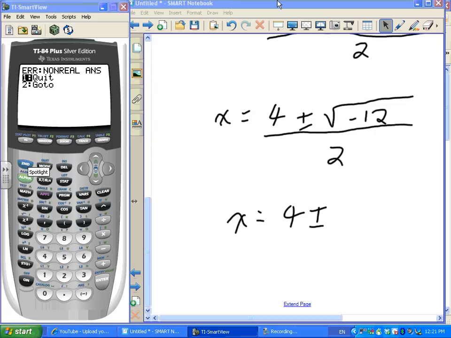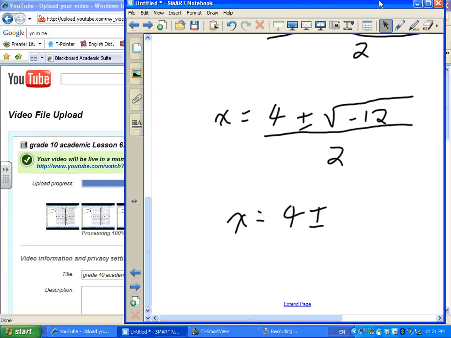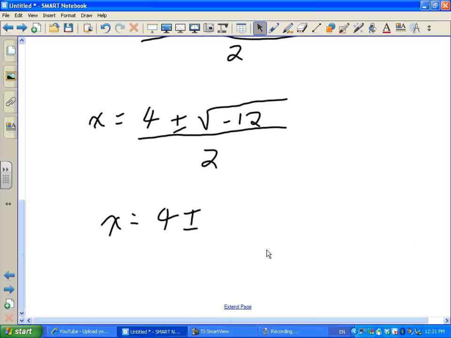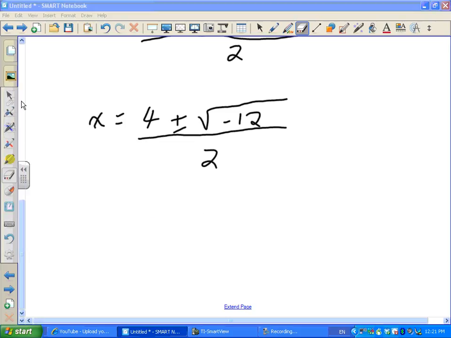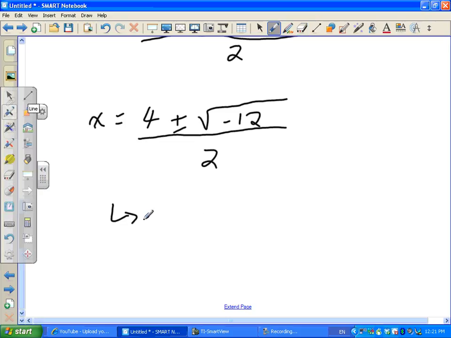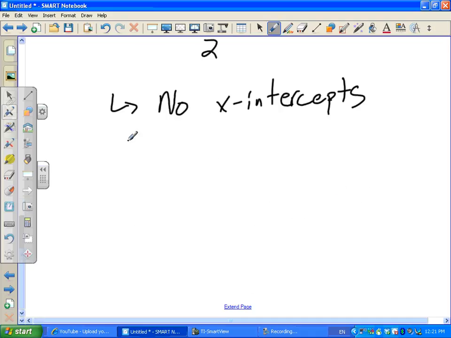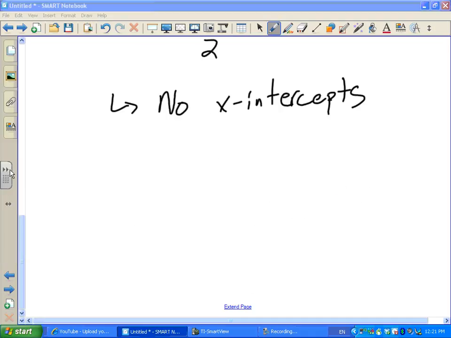But this does give us information. Does anyone know what information this is now telling us, that I have a negative root? There are no x-intercepts. As soon as I have a negative square root, I know there are no x-intercepts. Which now means, pull out a graph quickly.